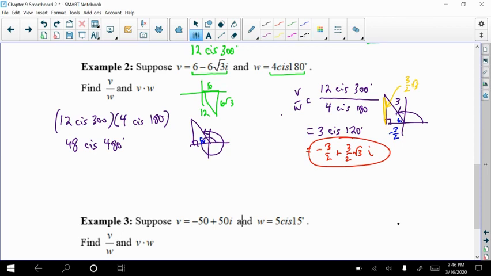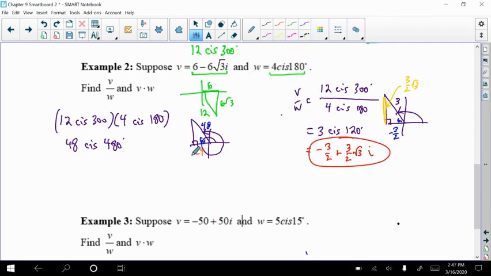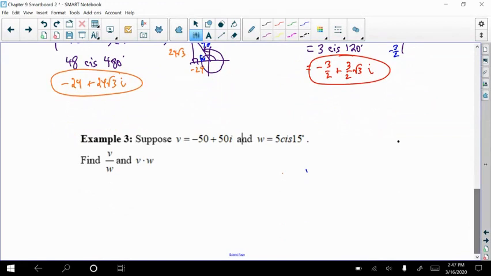So I already know what the x, 2x, x root 3 is, but this time I have a hypotenuse of 48, which makes it a lot nicer, because then I know that this side is 24 in the negative direction, and this is 24 root 3 in the i direction. So I could say that's negative 24 plus 24 root 3 i. Excellent.